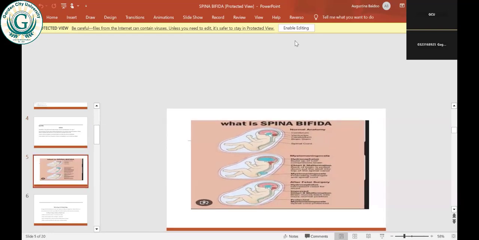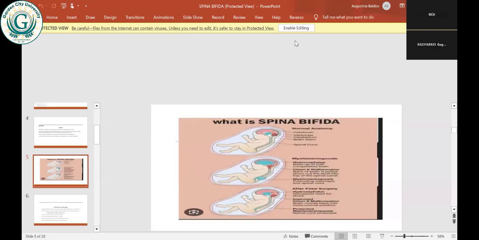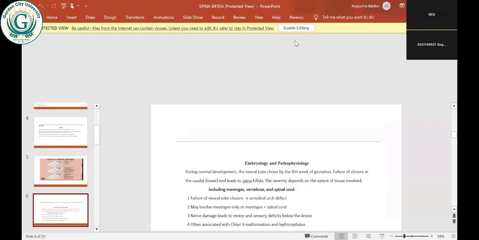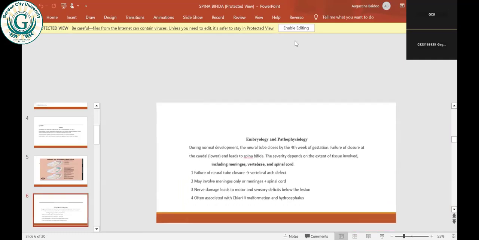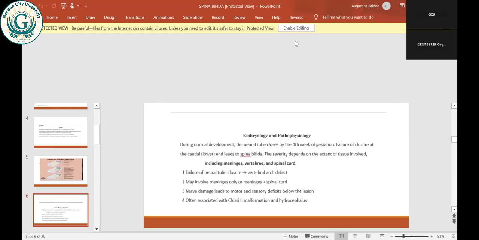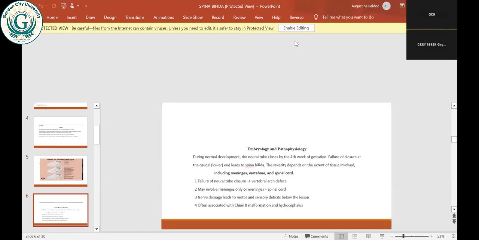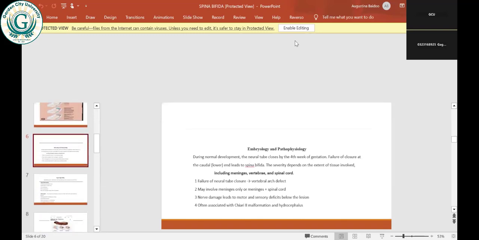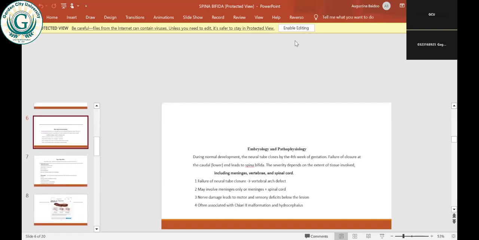Please, let's move to the next slide. Next one. Embryology and pathophysiology. During normal development, the neural tube closes by the 4th week of gestation. So failure of closure at the caudal end leads to spinal bifida. The severity depends.